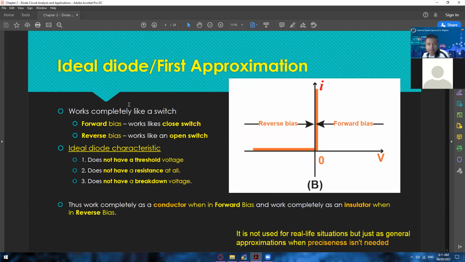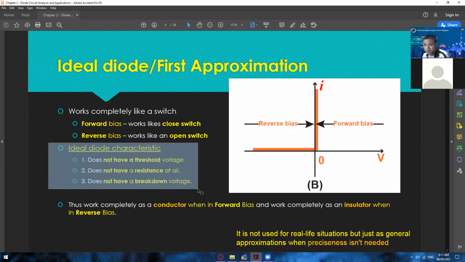So again, ideal diode or first approximation are just the same, so any of those two. Just a recap: when we see forward bias, it works like a closed switch, meaning there is a current flowing in that circuit. And when we see reverse bias, it's like an open switch, so there is no current flowing in that circuit. Here are the characteristics that you guys need to memorize.